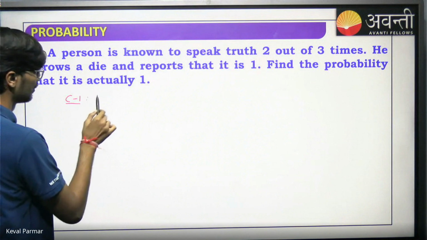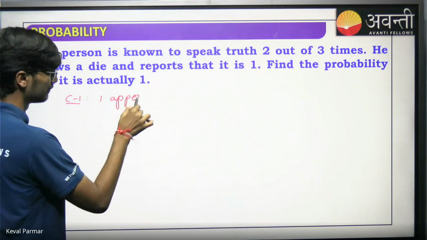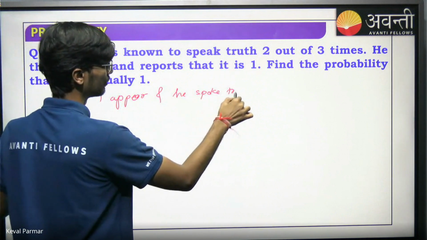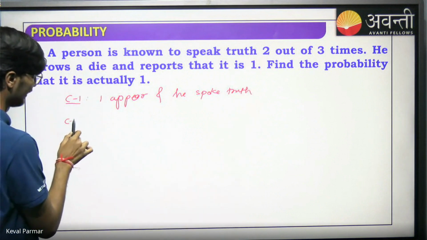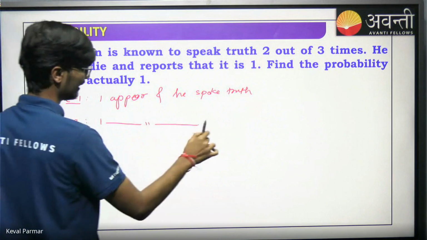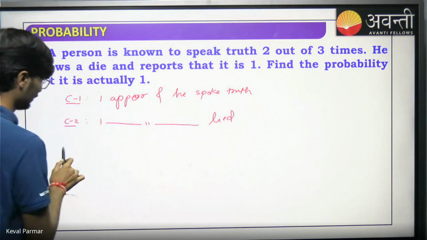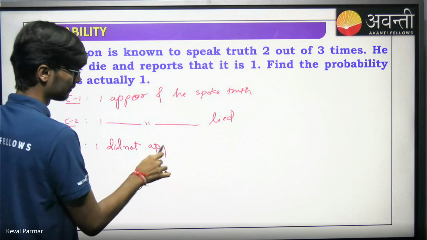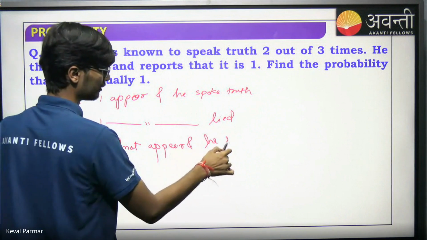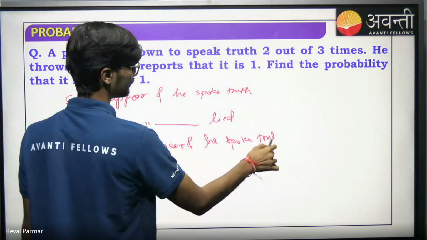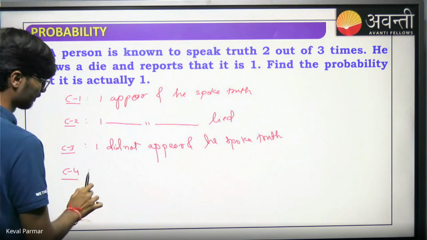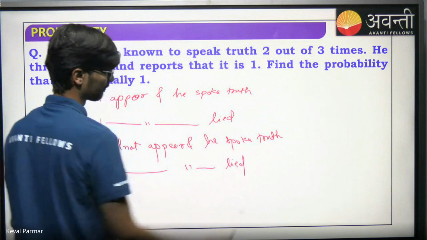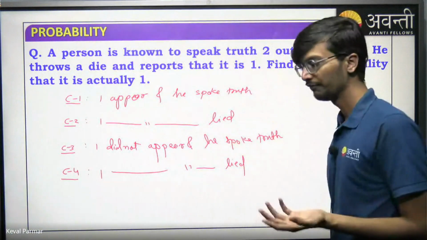Case 1. 1 appeared and he spoke truth. Second. 1 appeared and he lied. Case 3. 1 did not appear and he spoke truth. And case 4. 1 did not appear and he lied. So, we have these 4 cases, out of which case we want?